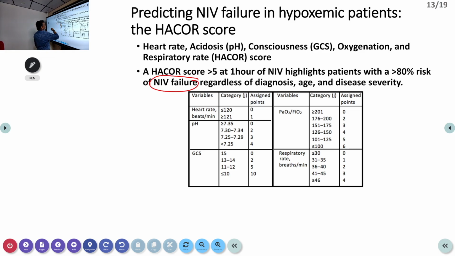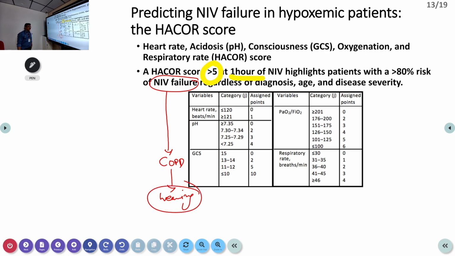You can monitor this patient for 1 hour, and a score more than 5 indicates the patient is not responding to your NIV. You may have to intubate the patient. The only problem in intubating patients due to NIV failure in COPD is difficulty in weaning. Weaning difficulty is very important in COPD, because it is very easy to intubate a patient with COPD, but to take the patient off the ventilator will be very difficult for an intensivist. So we have to avoid intubation in COPD unless it's a major event.